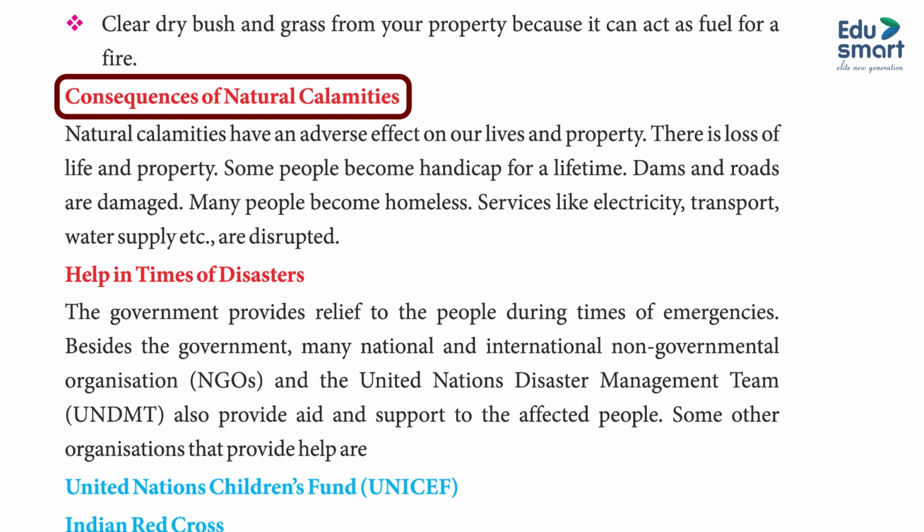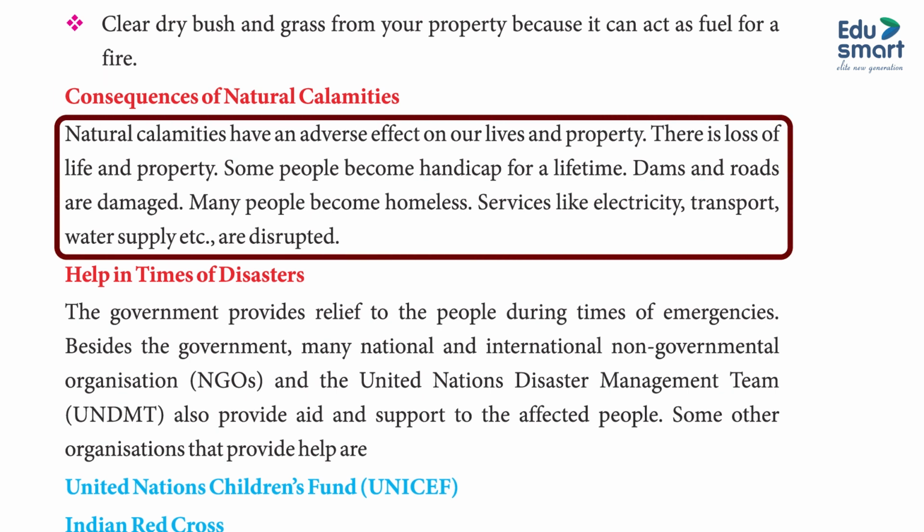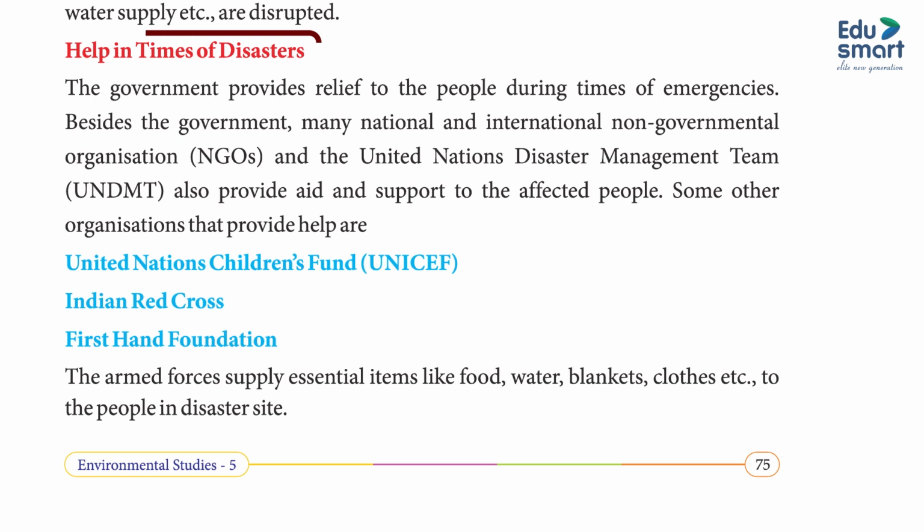Consequences of natural calamities. Natural calamities have an adverse effect on our lives and property. There is a loss of life and property. Some people become handicapped for a lifetime. Dams and roads are damaged. Many people become homeless. Services like electricity, transport, water supply, etc. are disrupted.